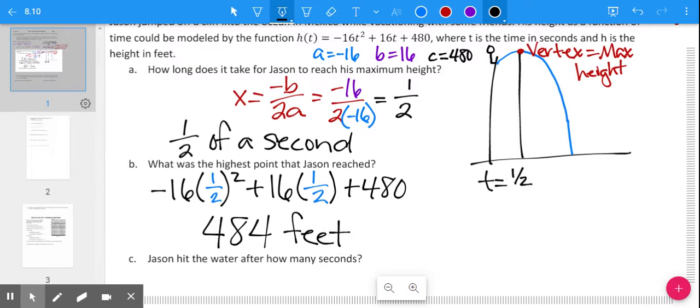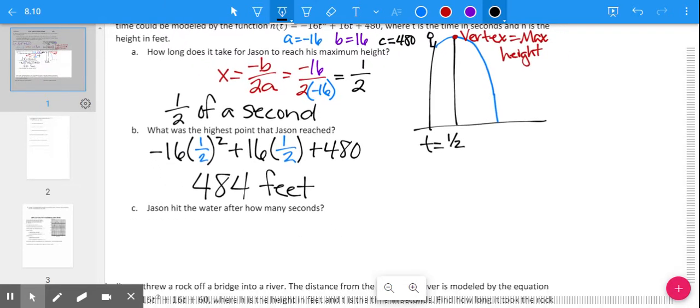So he starts at 480 feet. He jumps half a second later. He's 484 feet in the air. And then it wants to know, how long does it take him to hit the water? Jason hit the water after how many seconds? So this is looking for your x-intercept.